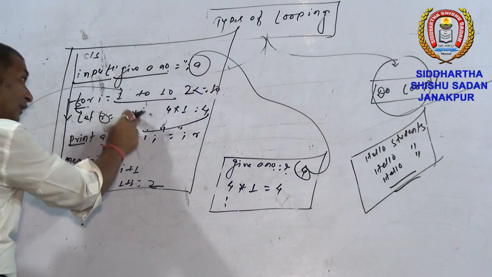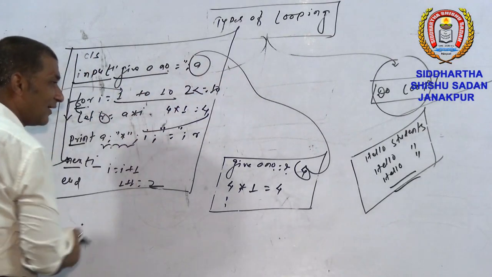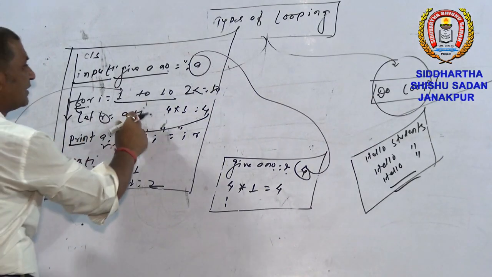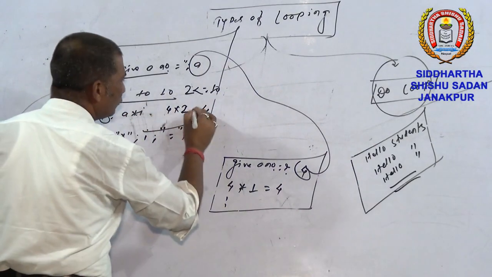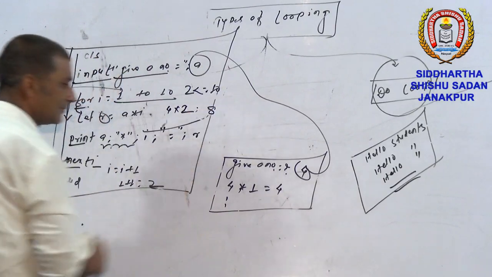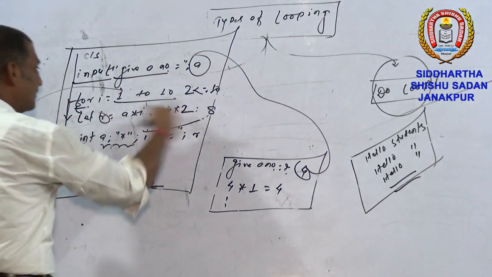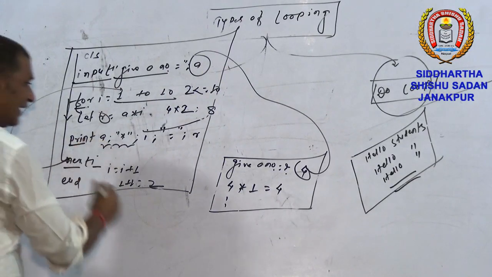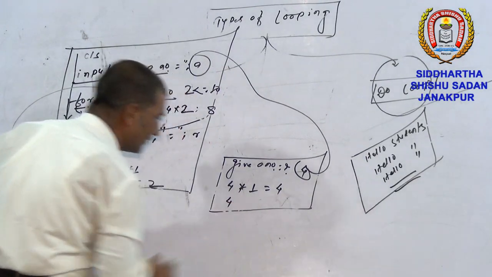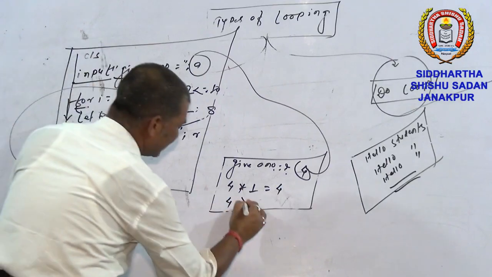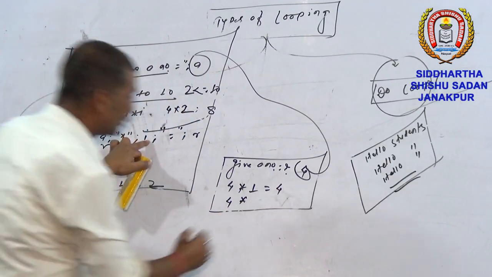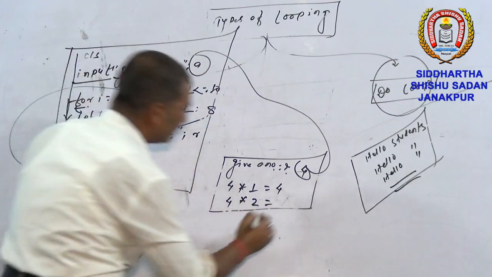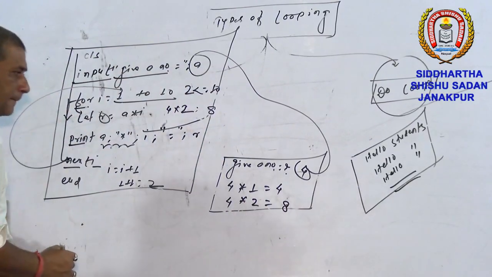R equals A into I. The A value is 4, it is 4 only. But I becomes 2. 4 into 2 equals 8. Now 8 becomes the value of R. The print statement is going to be executed. Print A, the same thing it will display. A value is 4, and star, that is multiplication. I value becomes 2 now, equals, and R, the value of R becomes 8.